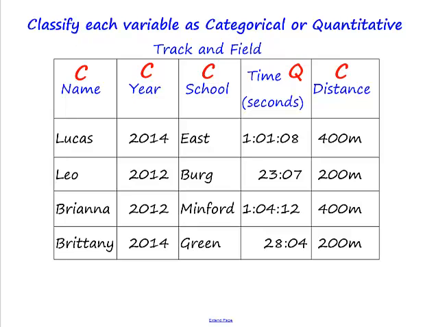Okay, so looking here at our example, people's names would be categorical. The year they ran the race would be categorical. The school they are from would be categorical. The time, how fast they ran the race, would be quantitative. And the distance in this case will be categorical because it names the actual race the person was in.